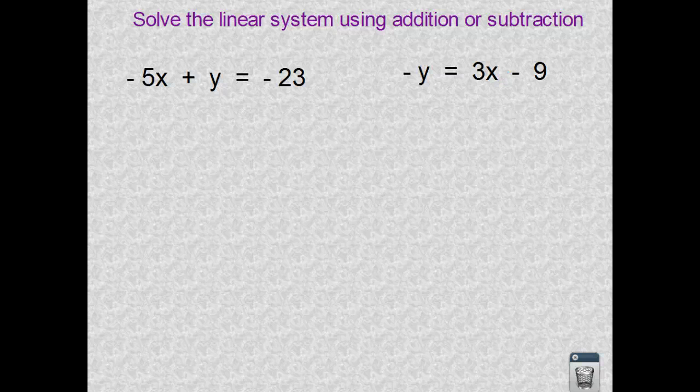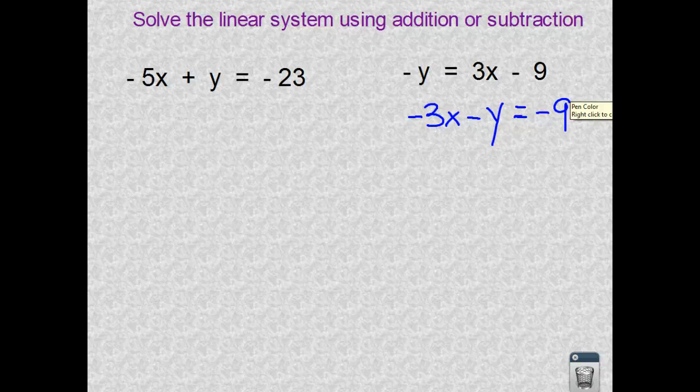All right, so the second one, I need my 3x to jump over to the left. And if I take a whole term and throw it to the left, I change its sign. So we have negative 3x. Keep my negative y, I didn't move it. And keep my negative 9 on the right. I didn't move that. Okay, so let's line up our two equations. We have negative 3x minus y equaling negative 9.